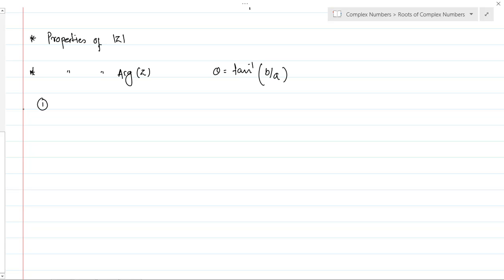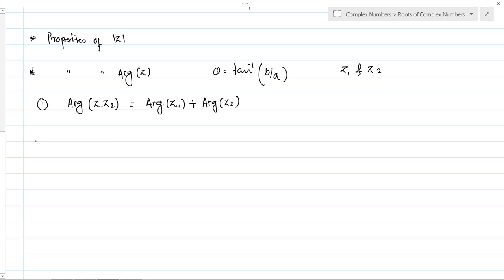complex number. So the first property is, if you have two complex numbers z1 and z2, then the argument of z1 z2, which means the multiplication of two complex numbers, is equal to argument of z1 plus argument of z2.